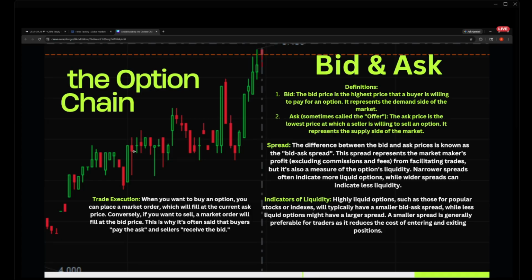I've had my target get hit and couldn't sell. No matter what the limit was, even on the bid, I couldn't seem to get rid of it.